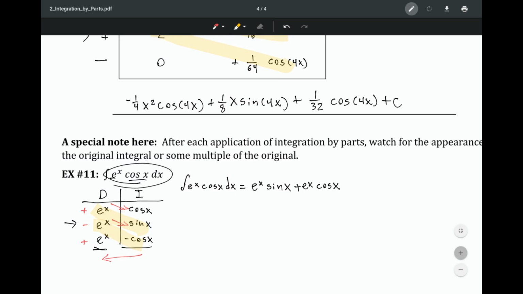I'm actually going to put a video here with the Google Classroom. I found a video where the guy doesn't really use the table; he just keeps using integration by parts until he gets basically the same thing that I got.